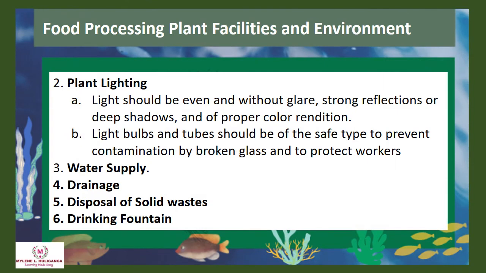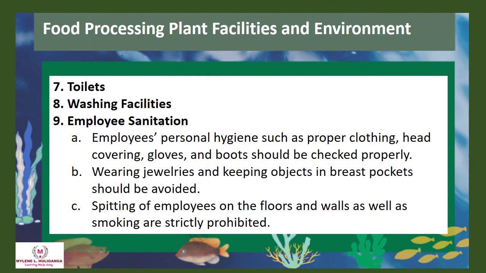The plant lighting. Light should be even and without glare, strong reflections or deep shadows, and of proper color rendition. The light bulbs and tubes should be of the safe type to prevent contamination by broken glass and to protect workers. It should have water supply, drainage, disposal of solid waste, and drinking fountain. Number 7, toilets. 8, washing facilities.